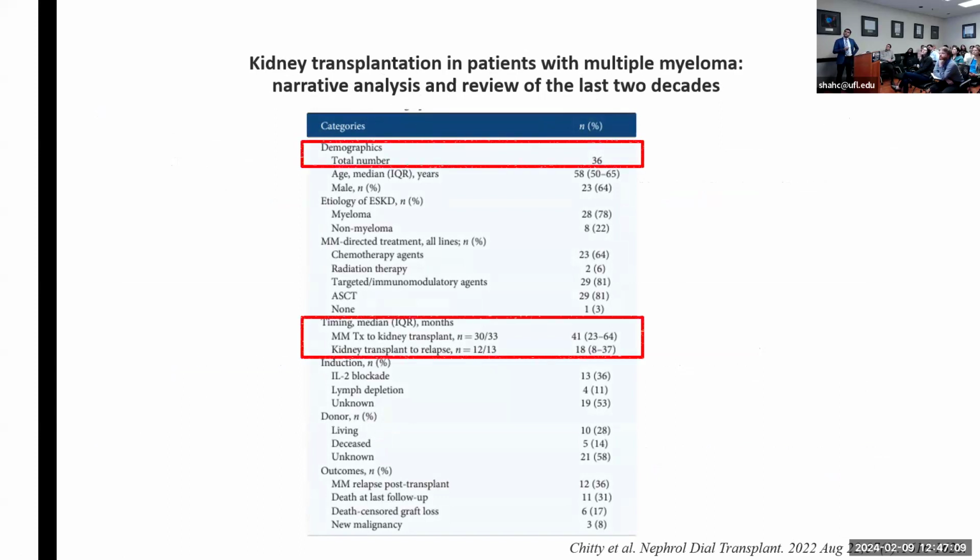They were able to identify 36 patients. Their median time to kidney transplantation from the diagnosis of multiple myeloma was 41 months, varying from 23 to 64 months, meaning that between 2 to 5 years after diagnosis of multiple myeloma, they were transplanted. The median time to relapse of multiple myeloma after kidney transplantation was almost 1.5 years.